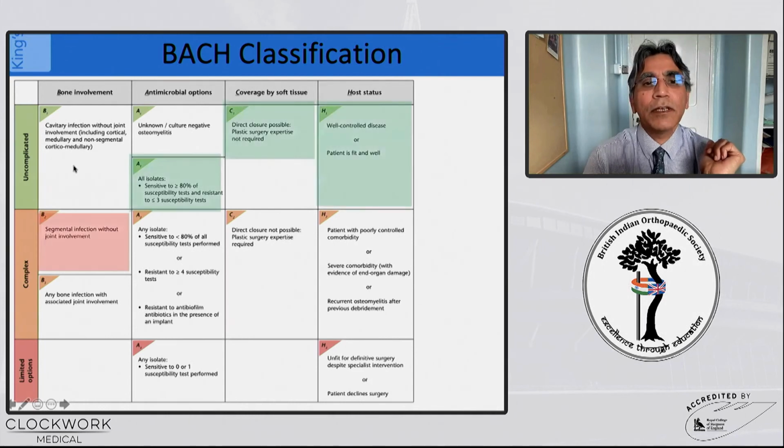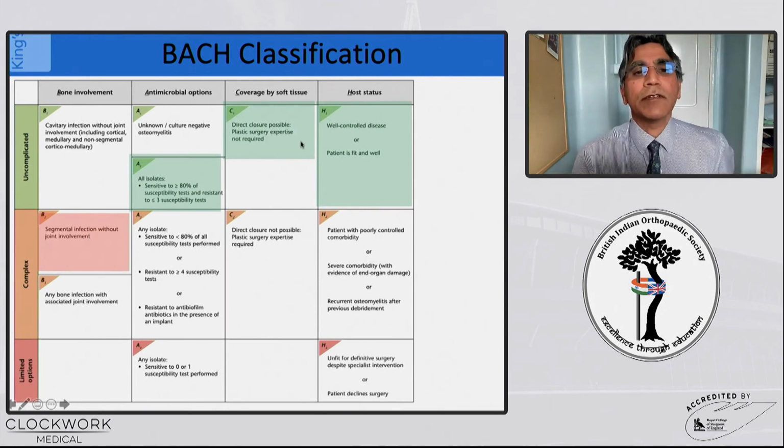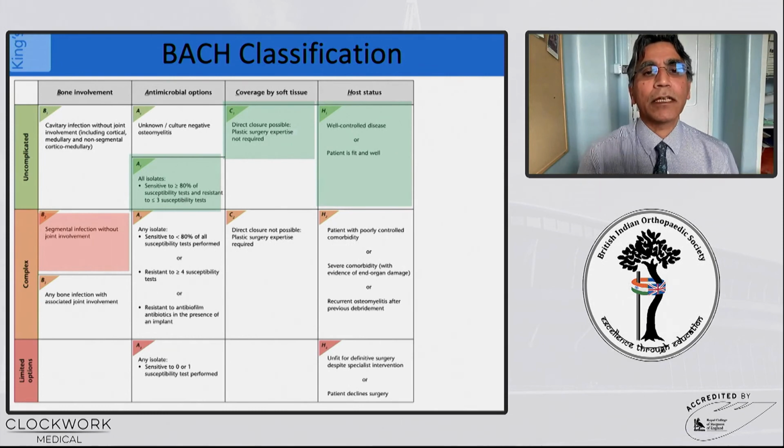So in this patient, is segmental infection without joint involvement. So intramedullary nail is treated as B2, so that's the most severe stage of this classification, and the rest of them were reasonable. It is isolated Staph aureus, which was sensitive to antibiotic.